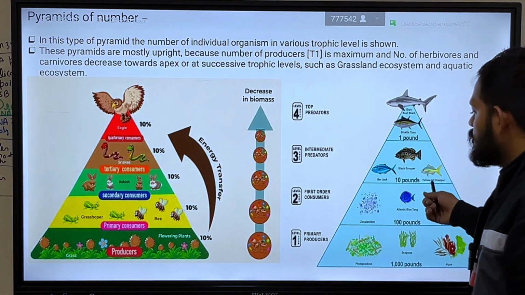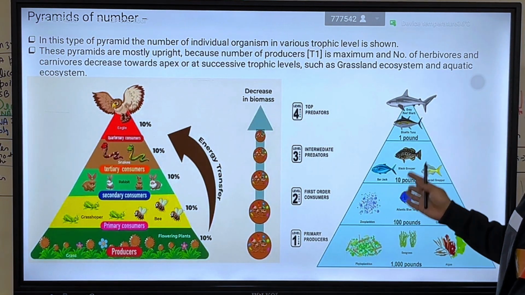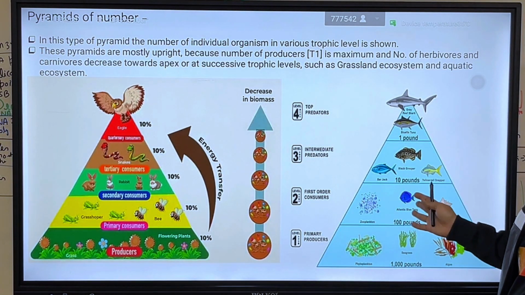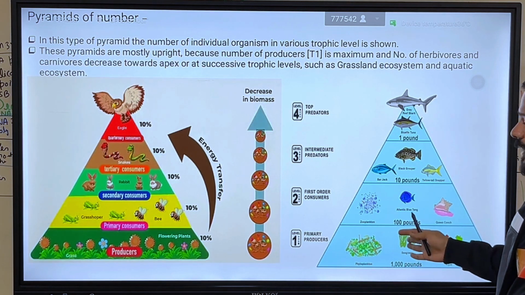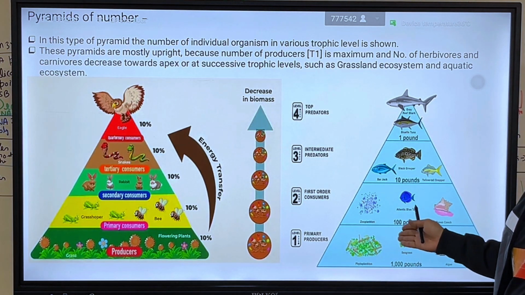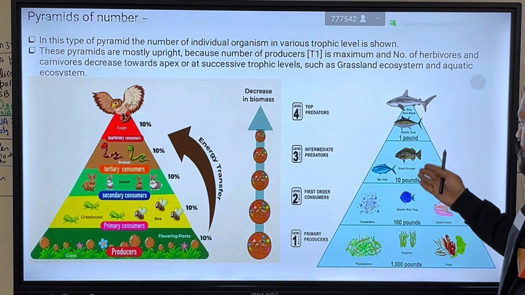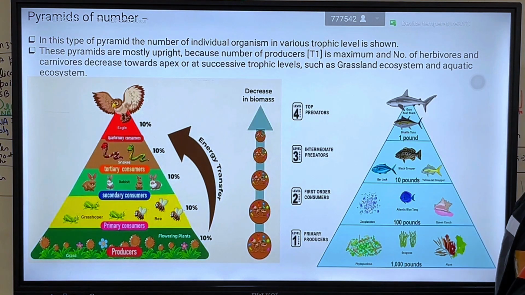Okay, this is the pyramid of number of your aquatic ecosystem. See, first phytoplankton, then zooplankton, then small fish, then large fishes. So these are the pyramids of number present in the ecosystem.